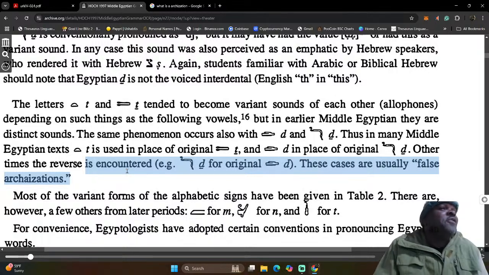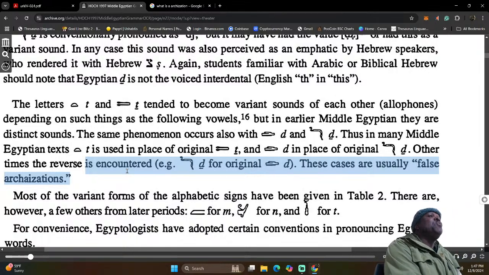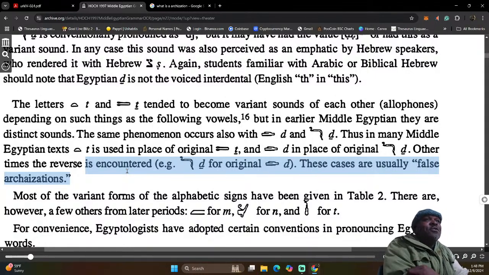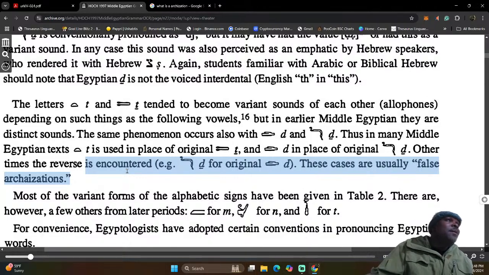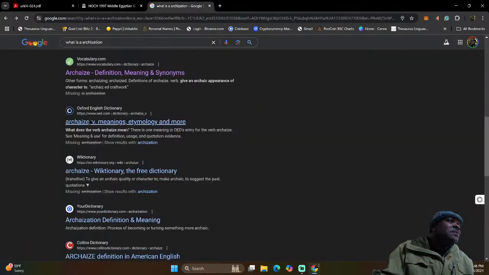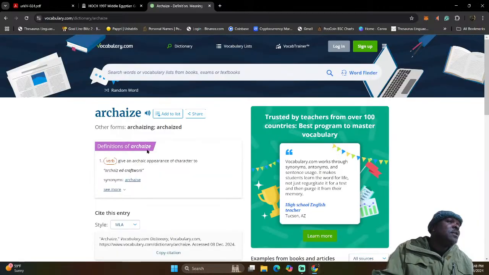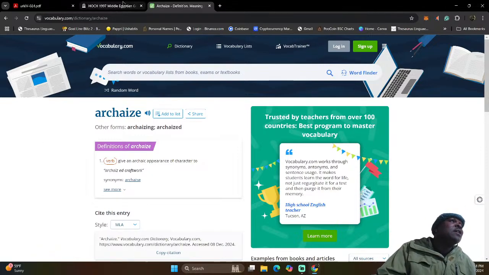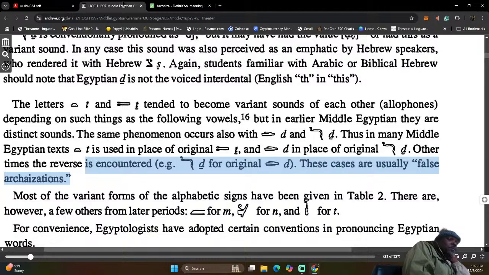All right, look. So if y'all don't understand what it is. See, why is he calling it a false archaization? Because it seems as if they're using one. I understand, but first I want to go back to this definition, so we can all understand. To give an archaic appearance to a character. See, so it looked like it's fake archaic. It's not really an archaic writing. It just looked that way.